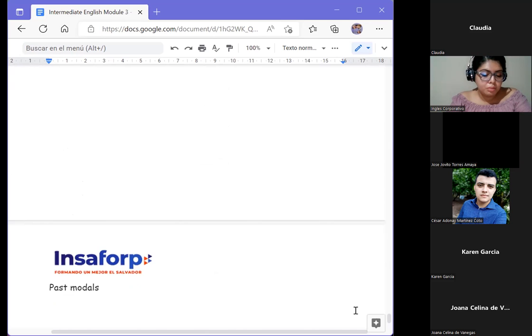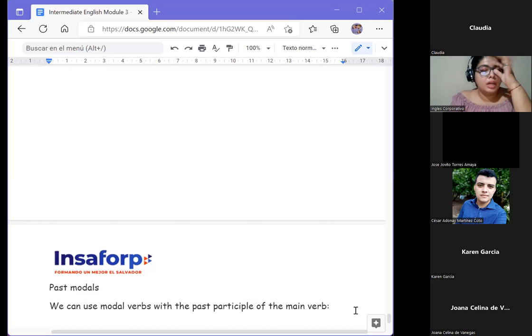The first thing is that we can use modal verbs with the past participle of the main verb. In this case, I'm not going to write the structure right now, because I just want to say something. It is necessary that we have a list of verbs, a list of the different ways in which we can use the verbs, because we need to have the base form of the verb, the past participle of the verb, and all of that.